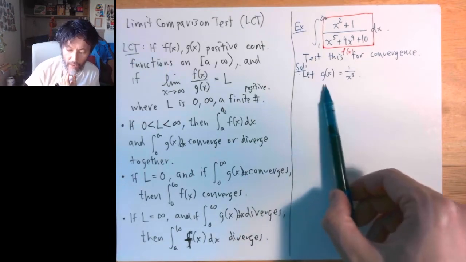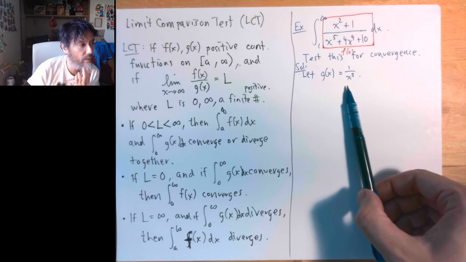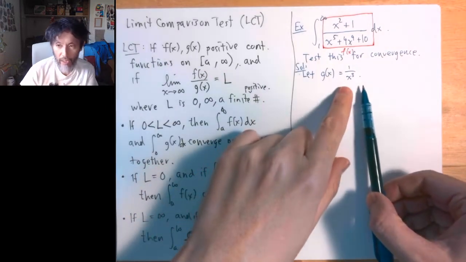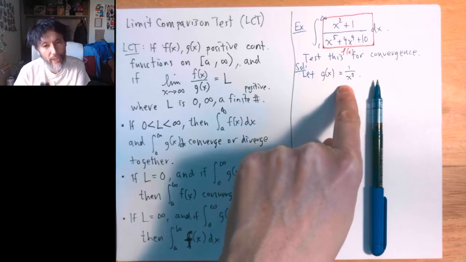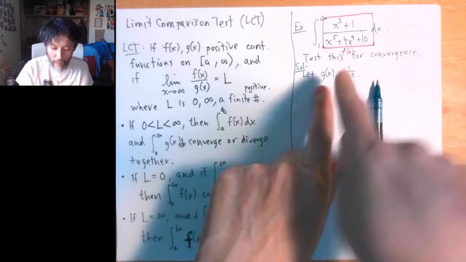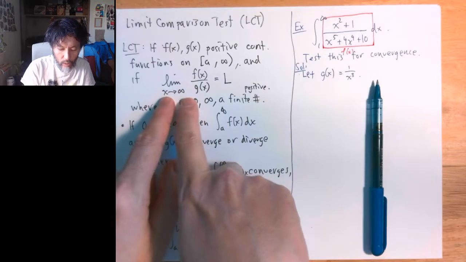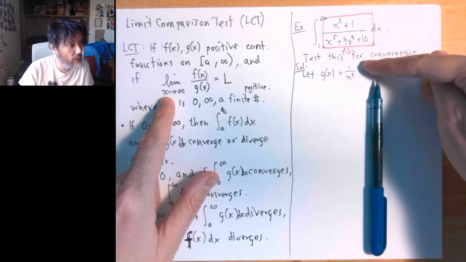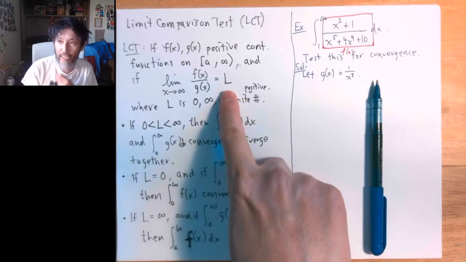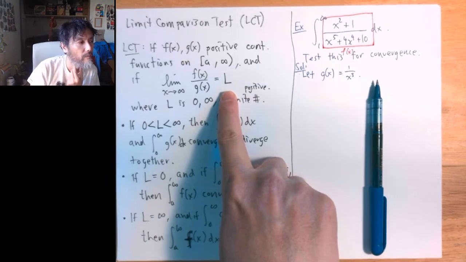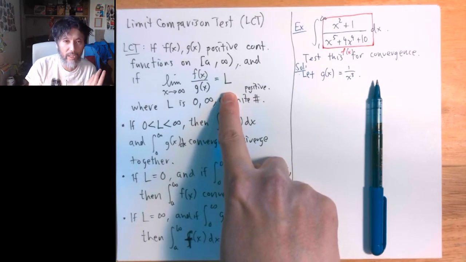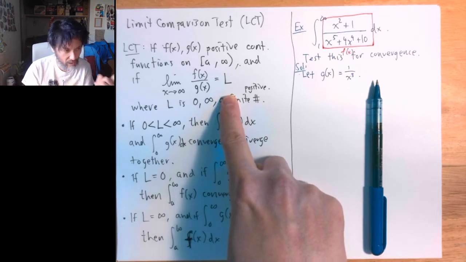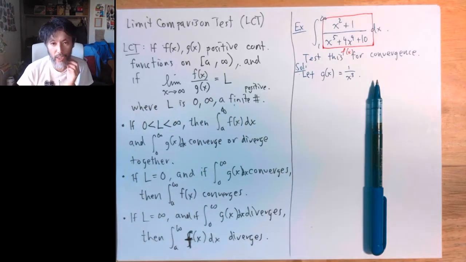Now I'm going to let g of x be 1 over x cubed. And what I'm hoping, I'm not actually hoping, I actually know it for sure, is that if I look at the limit as x goes to infinity of f of x over g of x, I'm going to get a finite number L. That's the hope. In fact, I already know what it's going to be. It's going to be 1. But let's just verify that by actually doing the limit.